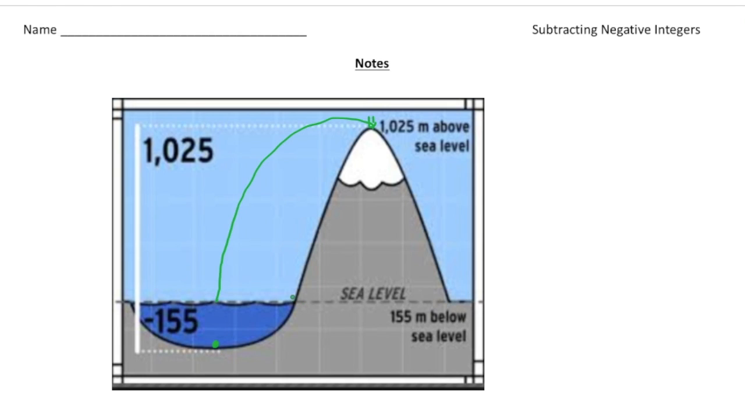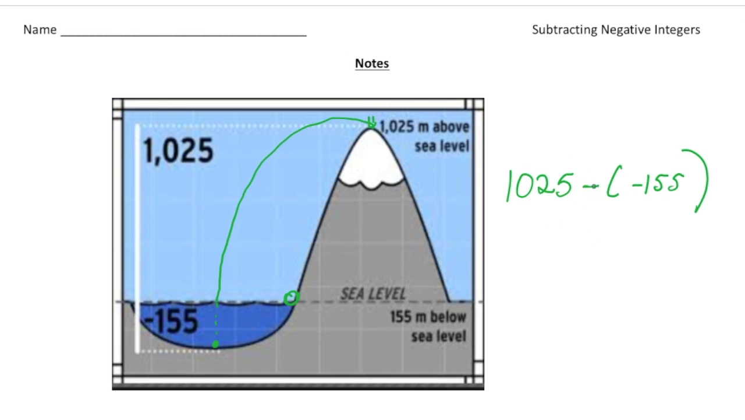Well, we know that this line right here, that's 0. That's like the sea level. So to go from the sea level up to the top of the mountain, that's going to be 1,025 meters. But then notice that rock is going to go to 0, but then it's going to sink down even more, right? So the distance it's going to travel is going to increase. So the expression to represent the total distance is going to be 1,025, but then we're going to subtract a negative 155.